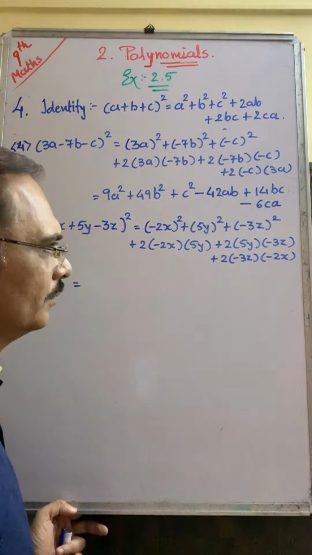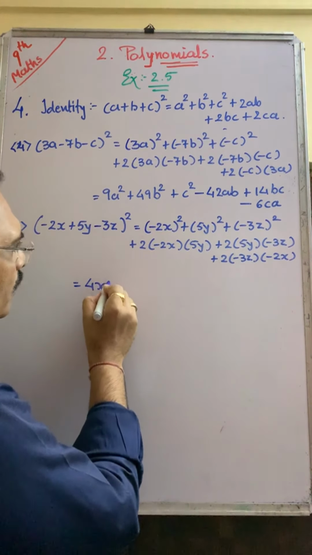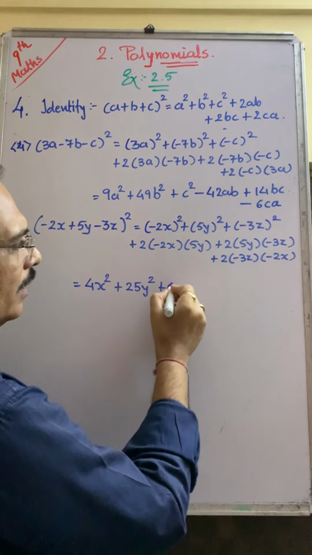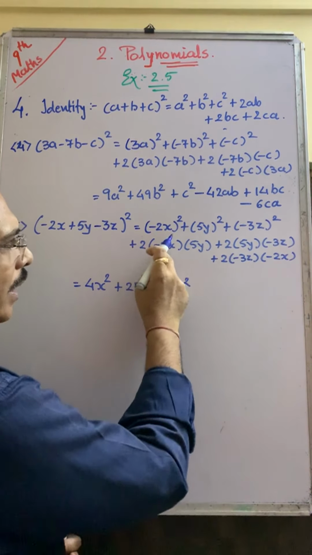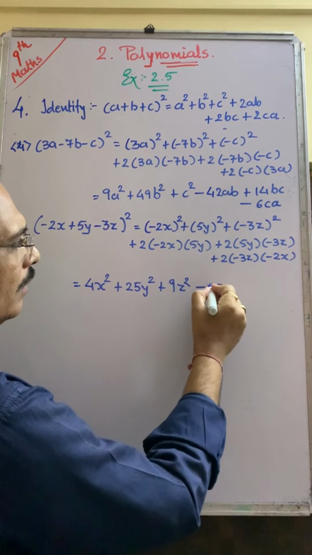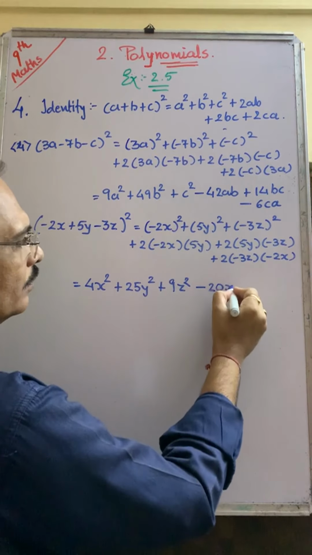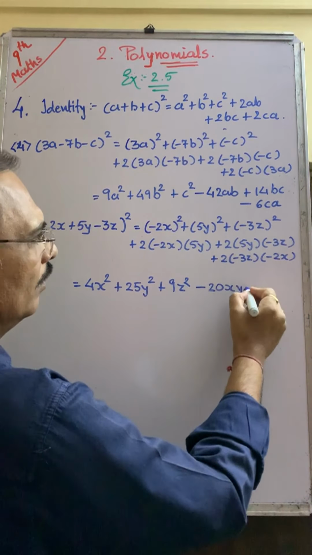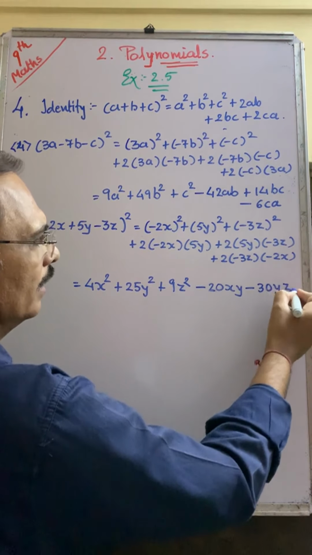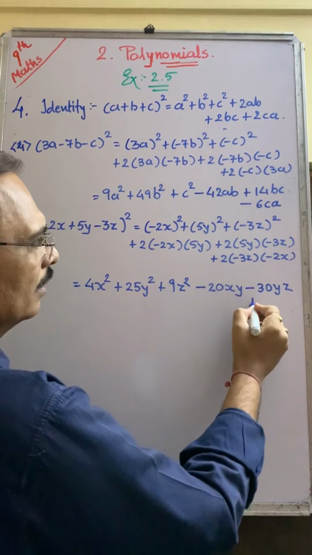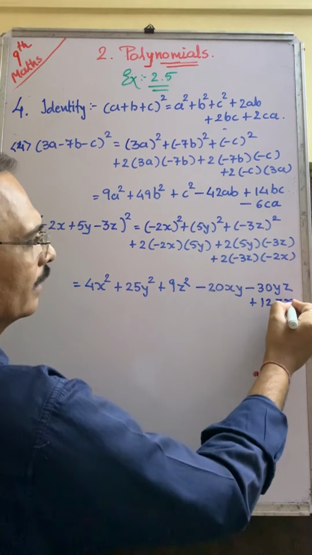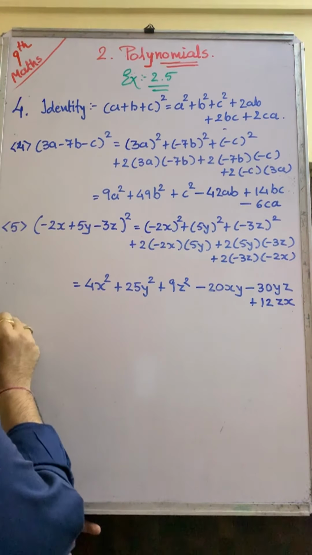Whole square, open it. 4x square, 25y square, minus 3 square, 9z square, plus minus minus, 2 2s are 4, 4 5s are 20xy, plus minus minus, 2 5s are 10, 10 3s are 30yz, minus minus plus, 2 3s are 6, 6 2s are 12zx. Is it okay?